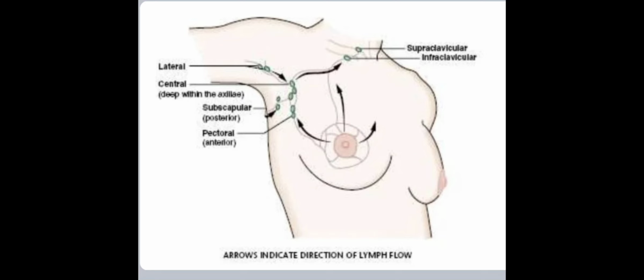So, you can see the lymph nodes here. We have the lateral, here at the upper part of our armpit. The central, in the middle. And then we have the subscapular, here in the posterior area. And then we have the pectoral, here in front, a little above the breast. And also, you can see your supraclavicular and your infraclavicular.